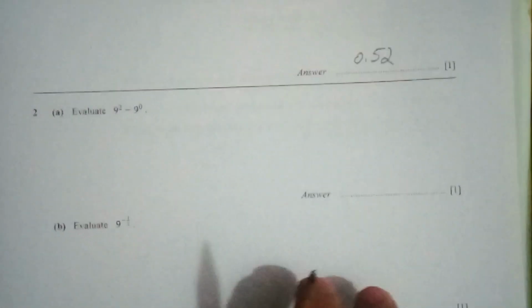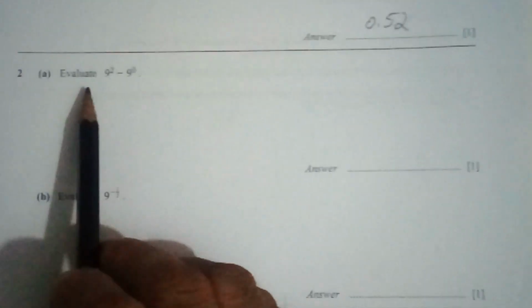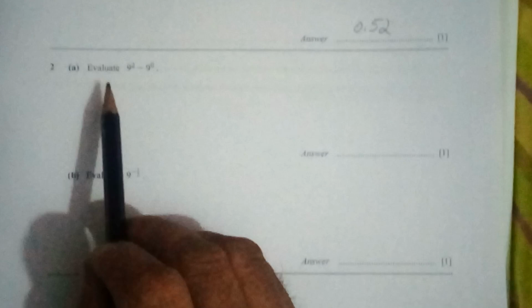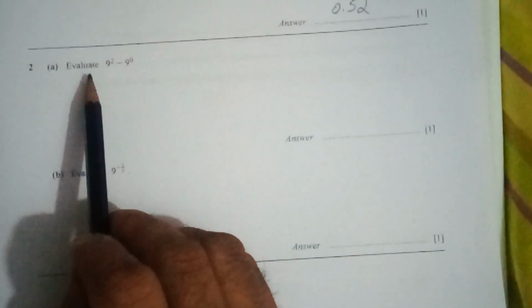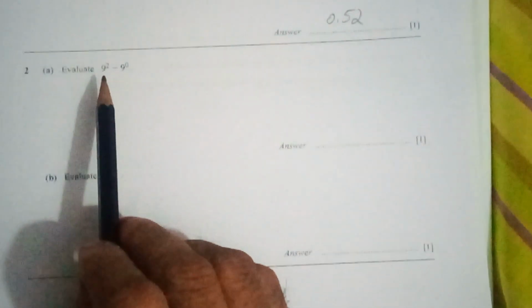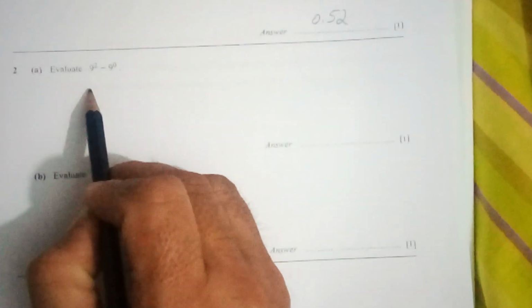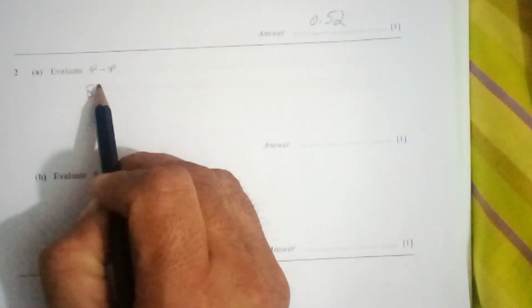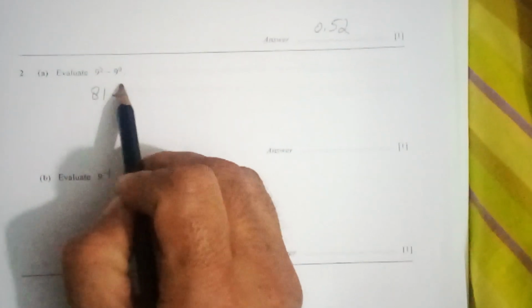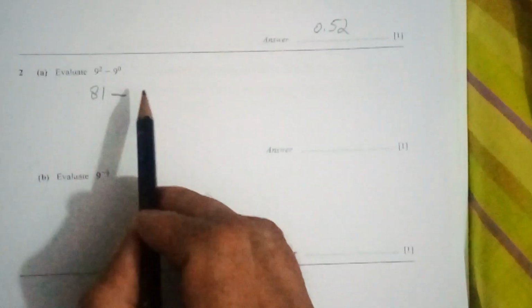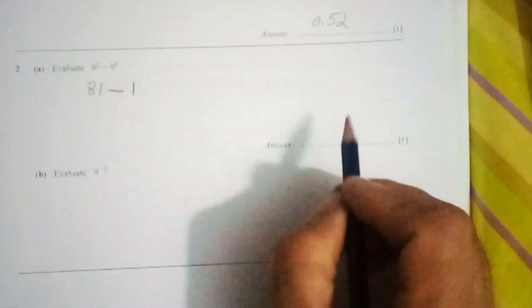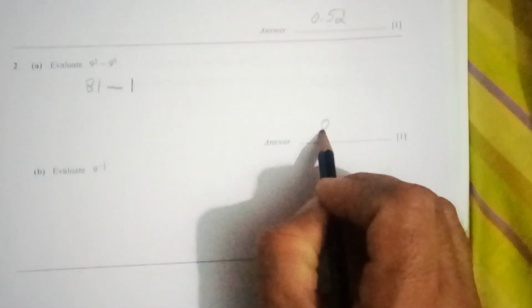Question number 2. Question number 2 is about indices, and we have to evaluate again. Evaluate means we have to give the solution in numerical form. 9 power 2 is 9 square, it is 81, minus 9 power 0, anything power 0 is always 1, so it is 80. The final answer is 80.